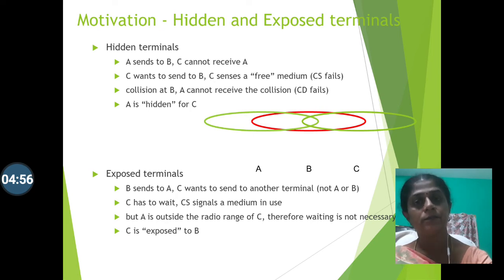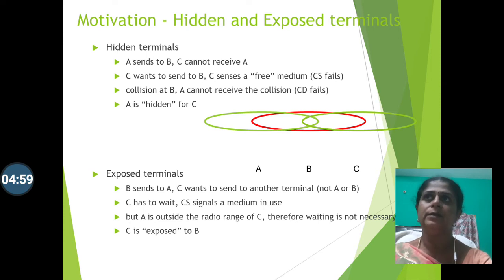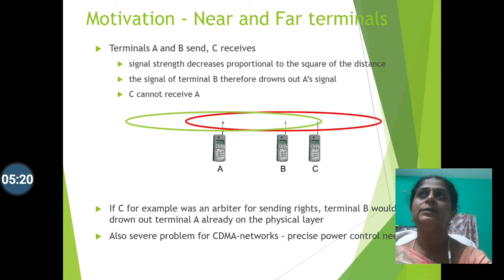But it has nothing to do with the medium where A and B are conversing. It is going to send something to D. If D is free, it can receive the data sent from C, but C assumes that the medium is busy. So C will wait until A and B complete, which is not absolutely necessary. This is called the exposed terminal problem, wherein C is exposed to B. So this is the first case of hidden and exposed terminals. The next problem in a wireless network is the near and far terminal problem. Coming down here, you again have three terminals A, B and C.